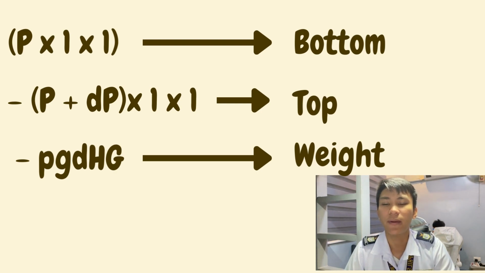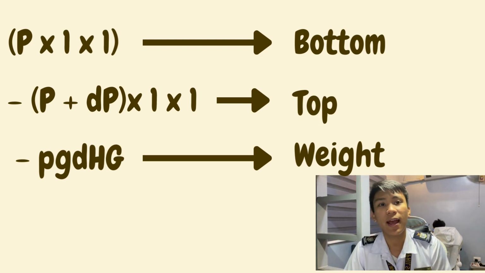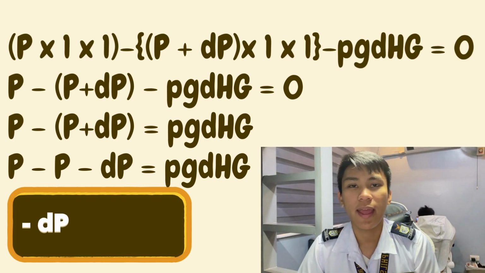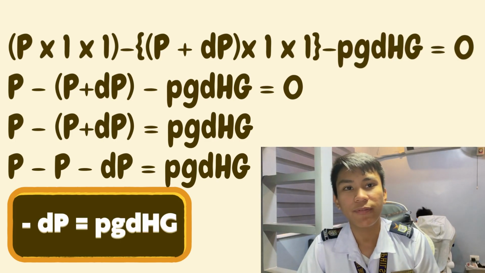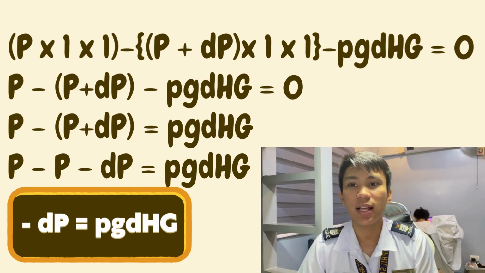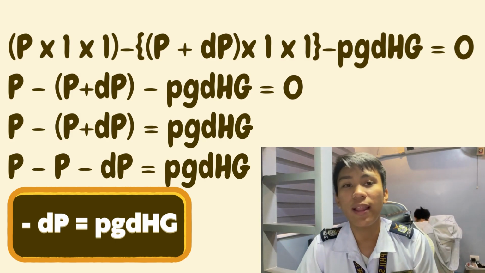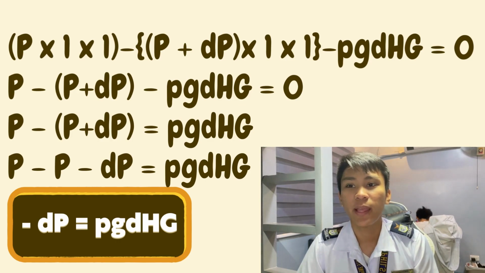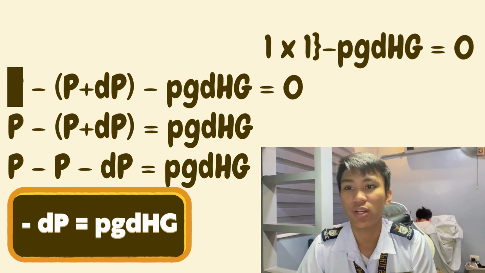So, we have the force ng bottom, top, and force due to local acceleration of gravity, or the weight of the air. Balikan natin na kapag pinag-uusapan ang hydrostatic equation, we assume that there is a state of equilibrium. When we talk about equilibrium, the summation of the forces is equal to 0. So, transforming this algebraically, we have the equation negative dP is equal to ρ g dHg, and this is the hydrostatic equation.